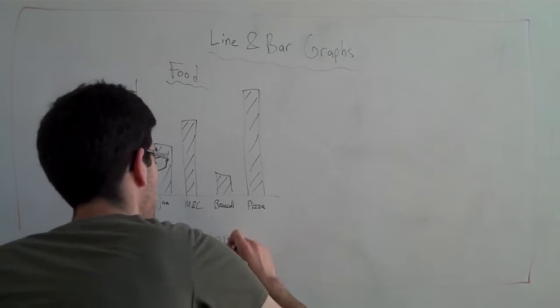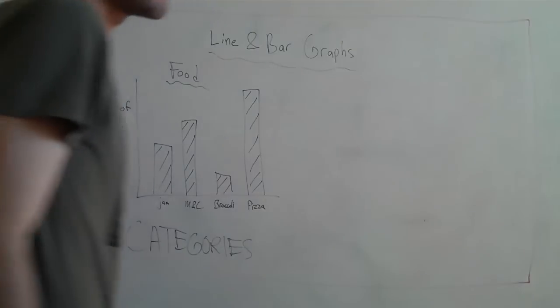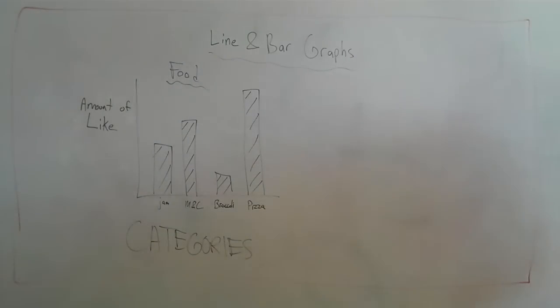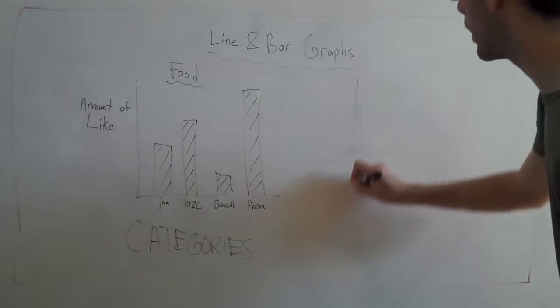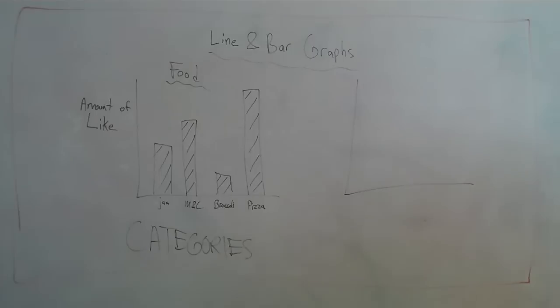What about line graphs? What's the deal with line graphs? The higher you get, the days, maybe. Line graphs are something that changes over time. So, an example of something that changes over time, that's a little tricky.